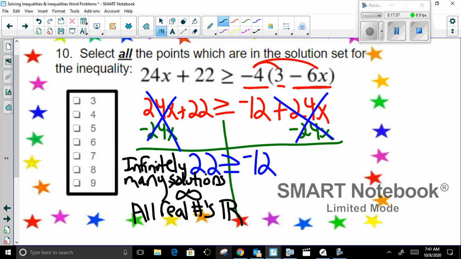Any value of x. So could x be 3? Yes. It can be any number. Can x be 4? Yes. 5, yes. 6, yes. 7, yes. 8, yes. 9, yes. All of these would work. Any value of x that you pick is going to work, is going to satisfy this inequality.